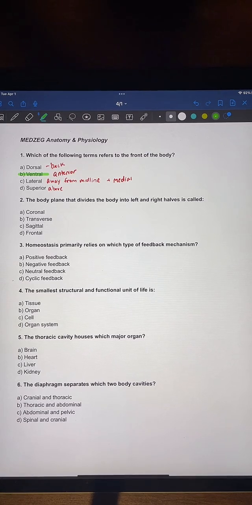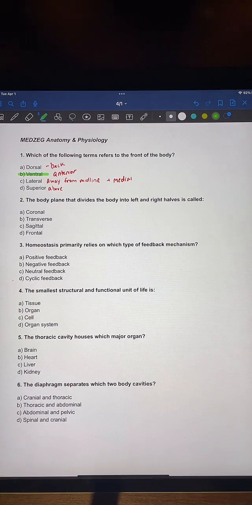This is for HESI and TEAS anatomy and physiology. There are similar questions for both exams. It'll probably be posted later tonight. This is more so focused on the anatomy and physiology portion of the TEAS and HESI, so they're similar to questions that are on it.